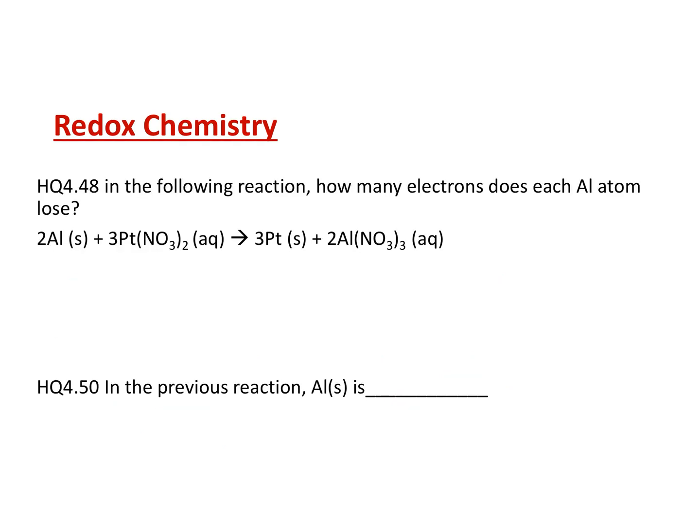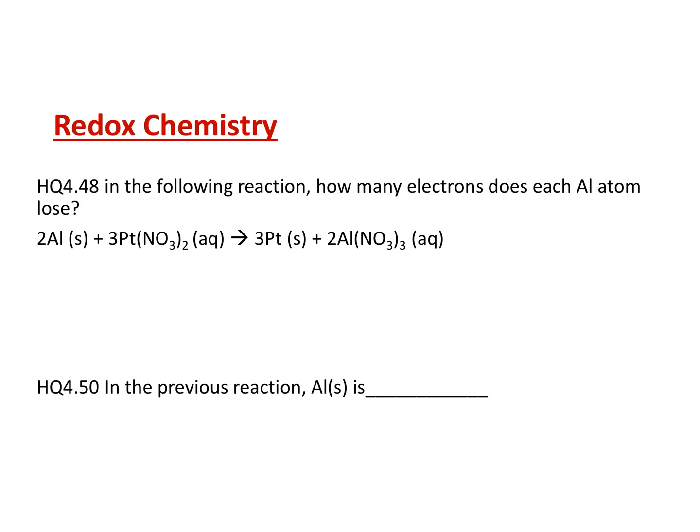So here's a question from you. It's a question right from the homework. Question 4.48. In the following reaction, how many electrons does each aluminum atom lose? We got a reaction between aluminum solid and platinum nitrate to produce platinum solid and aluminum nitrate.